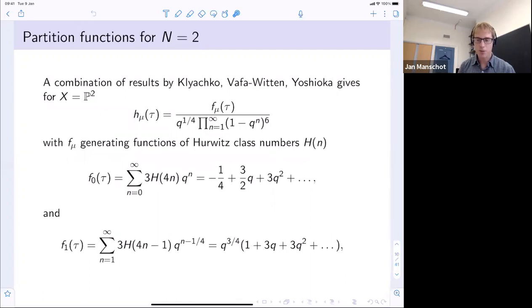So basically, this goes back to the work of Vafa and Witten in 1994, together with work by Klyachko and Yoshioka. As a result of this work, the following was found: this generating function h_mu of tau has only two independent cases, mu is 0 and mu is 1, and it takes the form of a ratio of functions f_mu divided by the eta function to the power 6. And f_mu is an interesting arithmetic function. It's a generating function of the so-called Hurwitz class numbers H(n). If mu is equal to 0, you get the class numbers H(4n), and if mu is equal to 1, you get the class numbers H(4n-1).